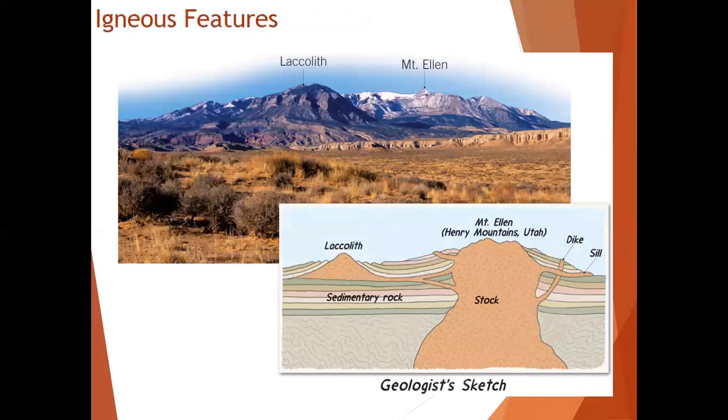We can see a laccolith structure here, and you can see what it looks like above ground as opposed to what it looks like when we look at the geologist's sketch here. So you can see that the laccolith is coming off of this larger stock structure, which is a small batholith. And then Mount Ellen next to it would then be a batholith or a stock structure here. And it is worth remembering that these structures that look like mountains, that we would classify as mountains, are really extinct volcanoes.